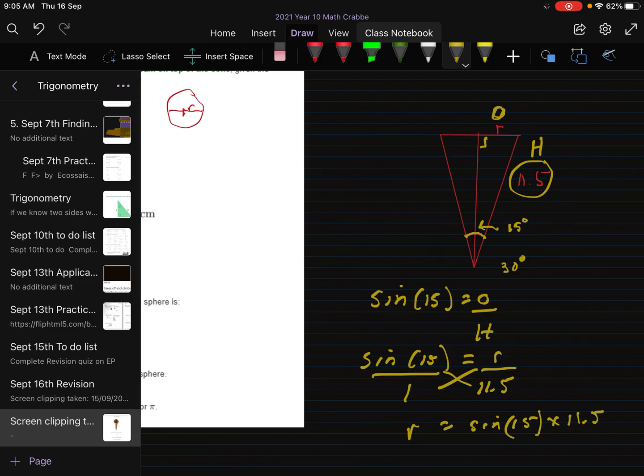So let's see what that is. If we do the calculator, I need to redo my setup here, sorry, just bear with. Degrees, okay. So it's sine of 15 degrees, 15 times 11.5, which is 2.97641. I'm going to round that off so that R is 2.98 to 2 dp.